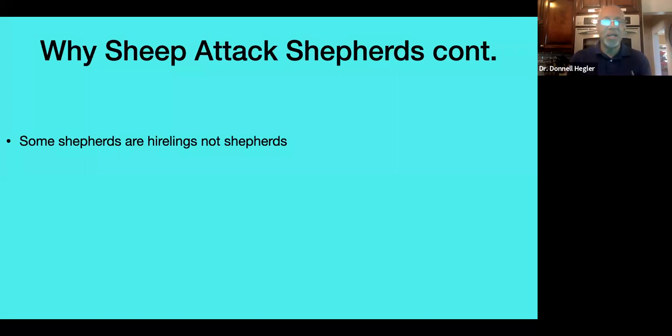Now, sometimes sheep attack shepherds because the shepherds are hirelings rather than true shepherds. I think it's important for us to always remember that not everything bad that happens in church happened because of membership. Sometimes the truth of the matter is that there are some individuals who's in the pulpit that's there for the money, for the prestige, rather than for the sheep. And so if you are a hireling, yes, that can lead to sheep attacking a shepherd.